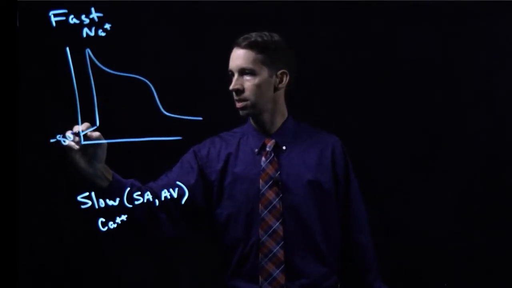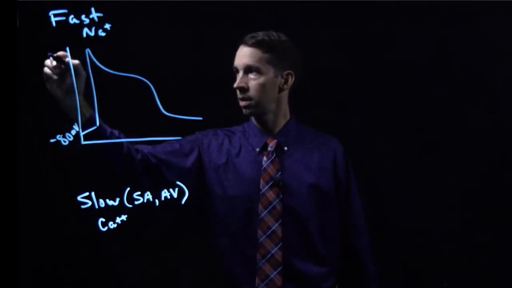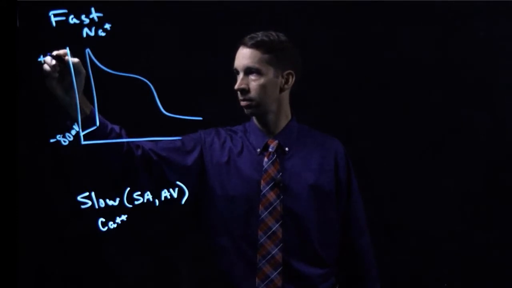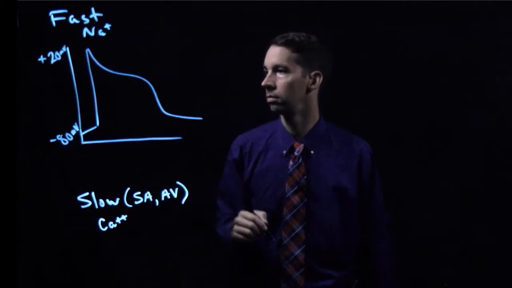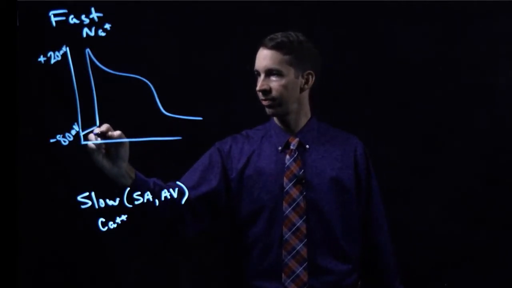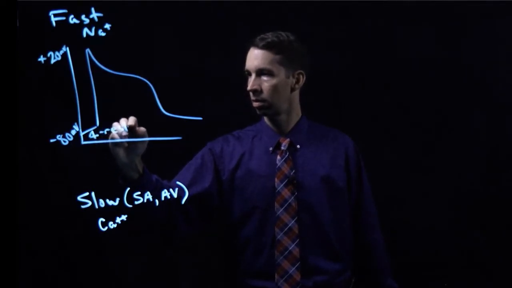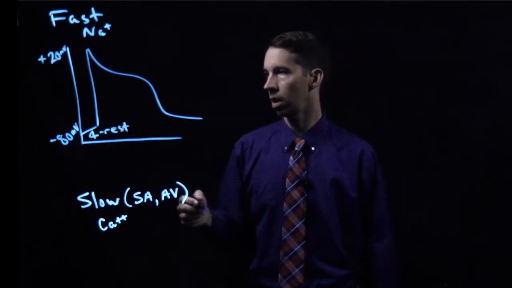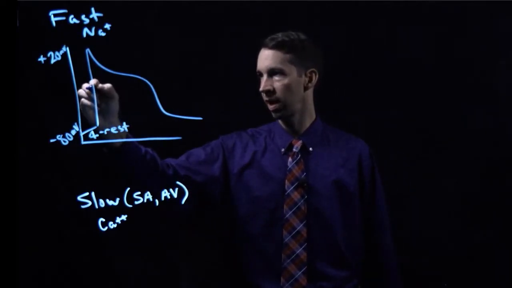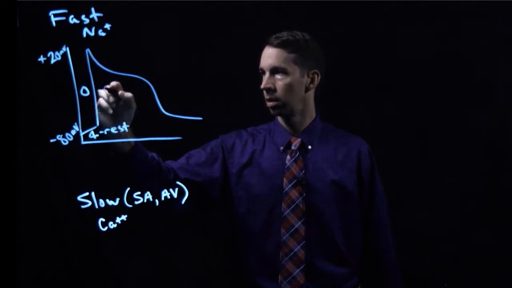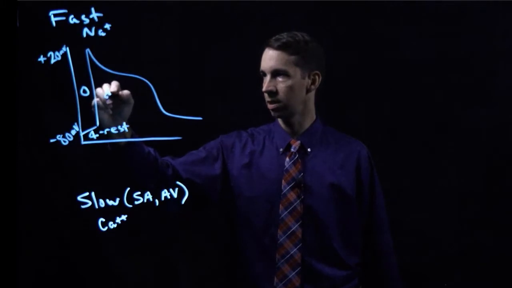So at rest, the cell is going to be on the negative side, and then once things start happening, it's going to be on the positive side. At rest we have different phases. We're going to call this phase 4. Then once the heart is able to start conducting an electrical impulse, we have phase 0, which is the rapid upstroke. This is also known as the depolarization phase.